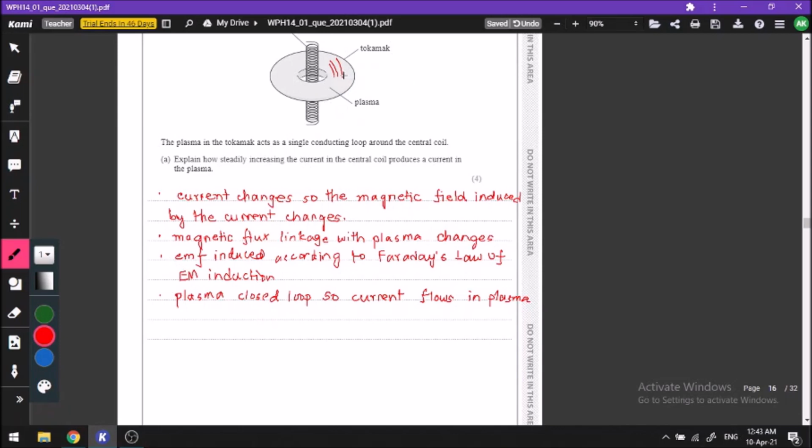Just because an EMF is produced doesn't mean that current will flow. For current to flow in a circuit, the circuit has to be complete. If the circuit is broken like this, then current will not flow. So EMF is induced, good, but if the circuit is not complete, then current will not flow. But fortunately here the circuit is complete in the plasma, so the current flows.